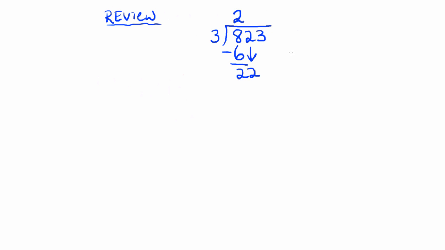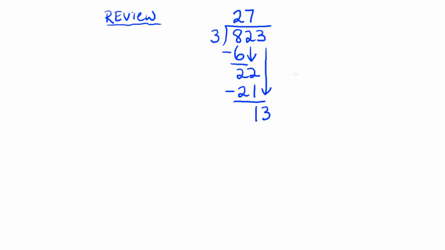And then we ask ourselves, how many times does 3 go into 22? Goes in 7 times. We multiply the 3 and the 7, giving us a 21. Subtracting, we get a 1. And then we drop the last digit, giving us a 13.